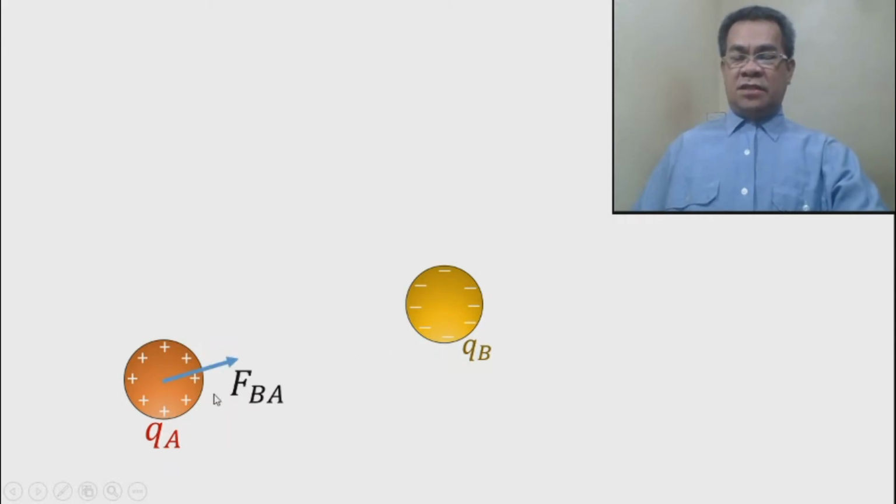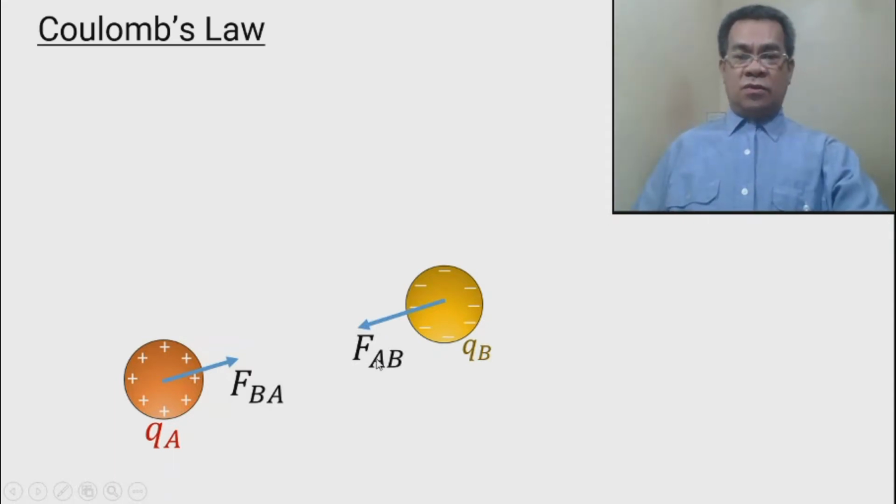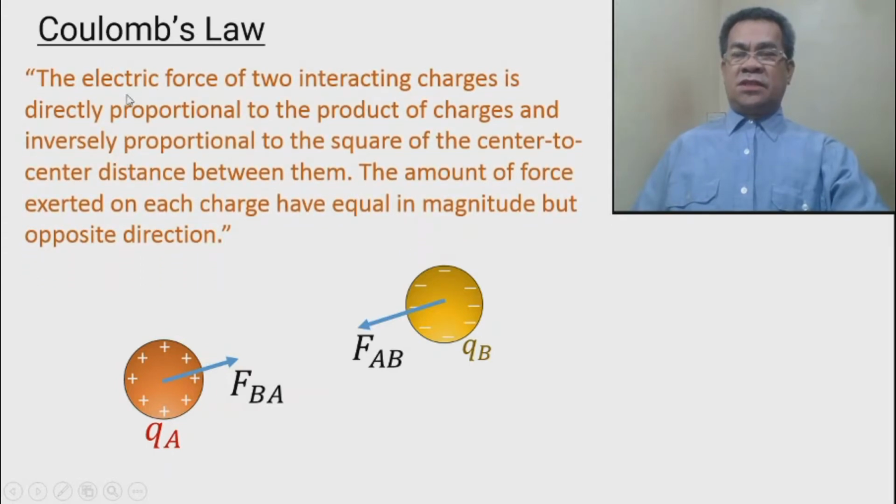So we have the force B exerts on A, and the force that A exerts on B. Again, these two forces are the same. This is according to Coulomb's law. Coulomb's law says that the electric force of two interacting charges is directly proportional to the product of the charges and inversely proportional to the square of the center-to-center distance between them. And the forces exerted by each charge are equal in magnitude but opposite in direction.